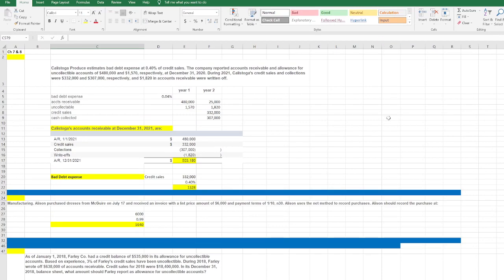Calistoga Produce estimates bad debt expense at 0.4%, so that's 0.004. Actually I have an error right there, so let's fix it, because so many people get confused and just think that 0.40% is 4%, but it's not. It's 0.004.